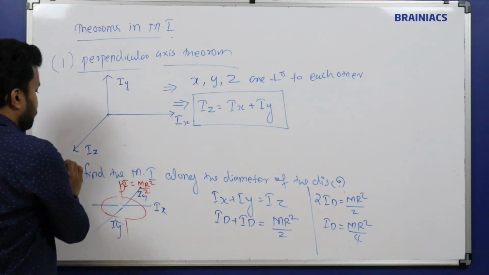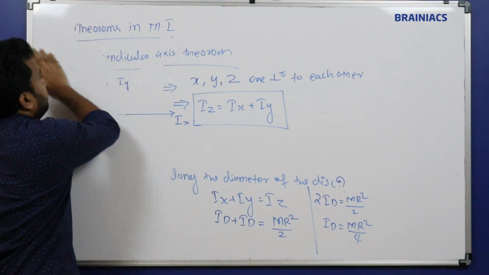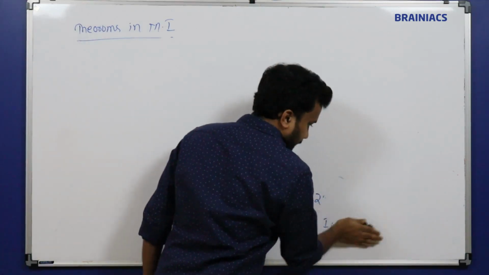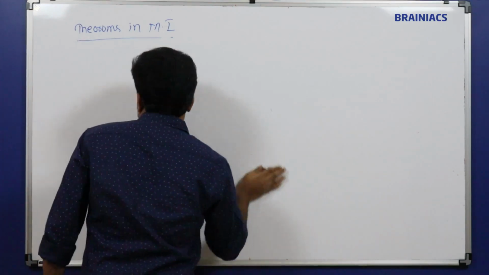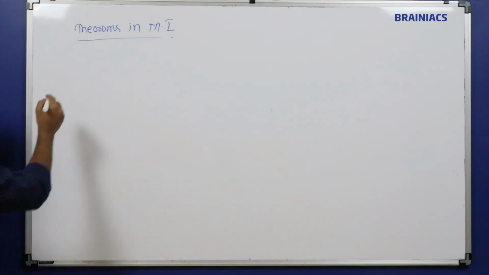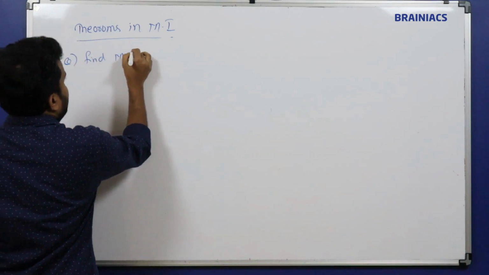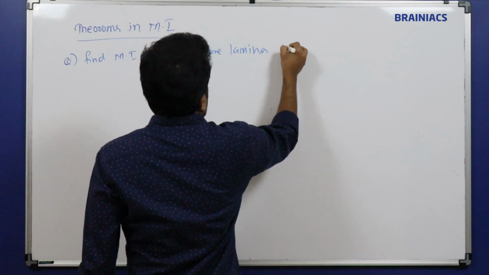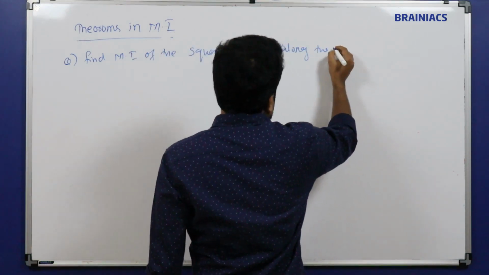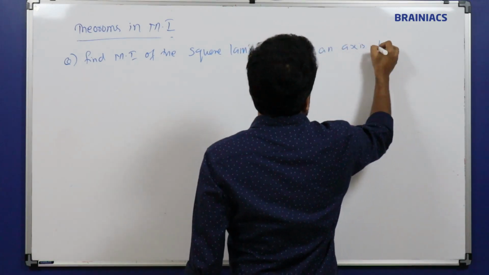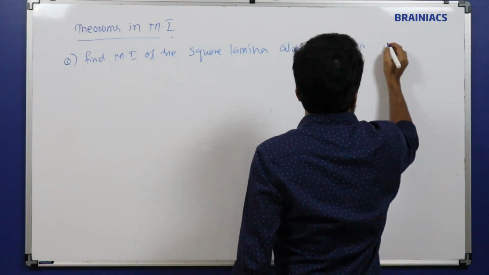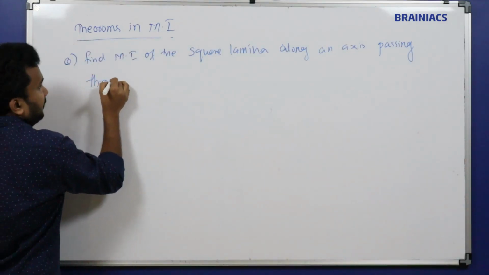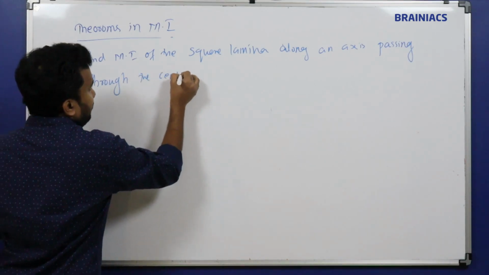Okay, so let's go to the next question. Find the moment of inertia of a square lamina along an axis passing through the center. What is the meaning of this one?